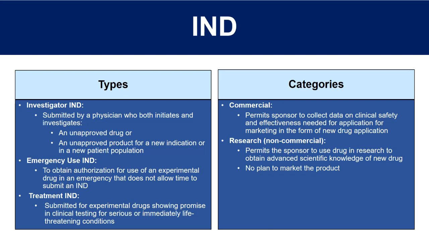The two categories are the commercially available IND, which is for FDA approved drugs used in an approved manner, and that can be used for clinical safety and effectiveness needs. And there is one more, the research category, which permits the sponsor to use a drug in research to obtain advanced scientific knowledge of a new drug, and there is no plan to market these kinds of products. Can we go to the next slide? Thank you.